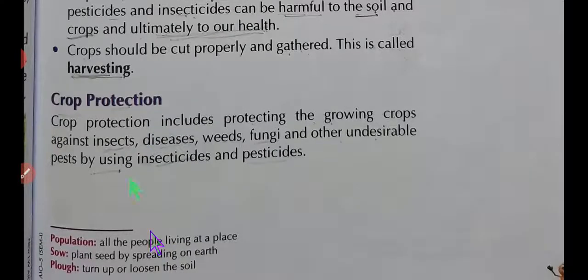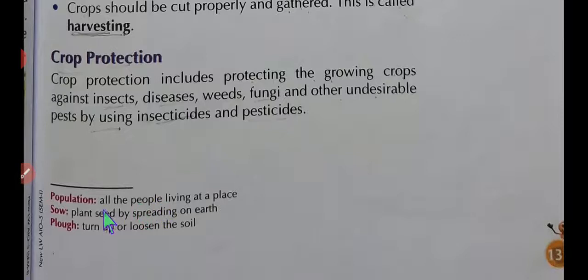Crop protection. Crop protection includes protecting the growing crops against insects, diseases, weeds, fungi, and other undesirable pests. Plant seed: by spreading on earth. Plough: turn up or loosen the soil.